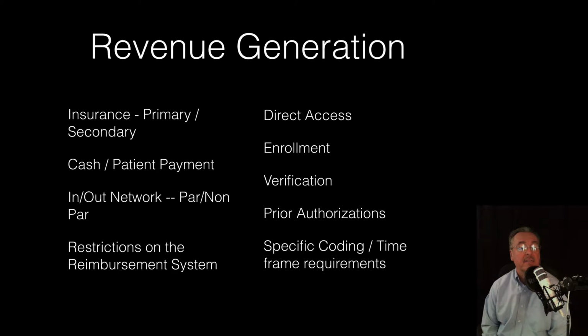Revenue generation is what a business is about. Typically, it is about providing a service or a product of some sort in exchange for creating revenue. As we talk about revenue generation today, we're going to be talking about types of insurance, primary and secondary. We're going to talk a little bit about cash and patient payments. We're going to talk about being in and out of network, participating and non-participating. We'll talk about some restrictions on the reimbursement system, not all of them, but some of them. We'll talk a little bit about direct access. We'll talk about enrollment, verification, and prior authorizations.